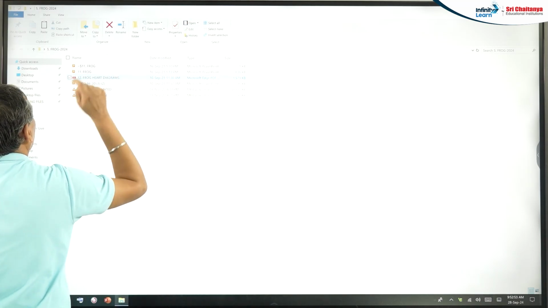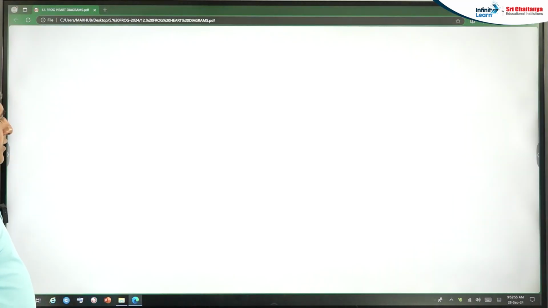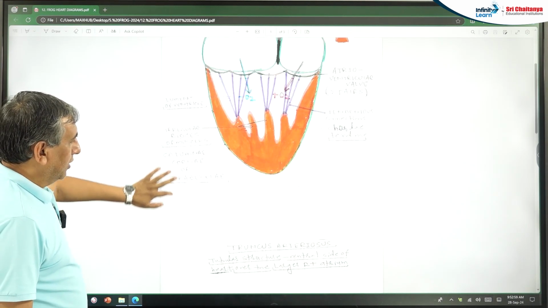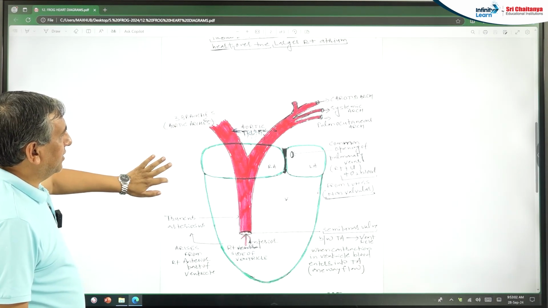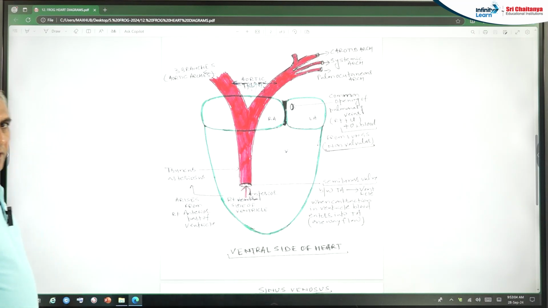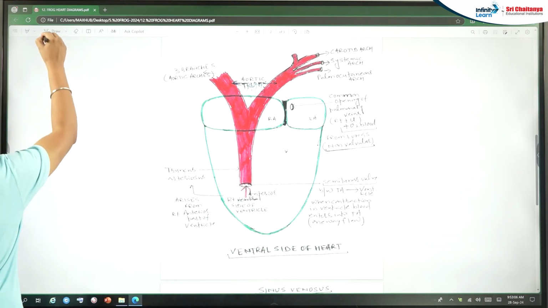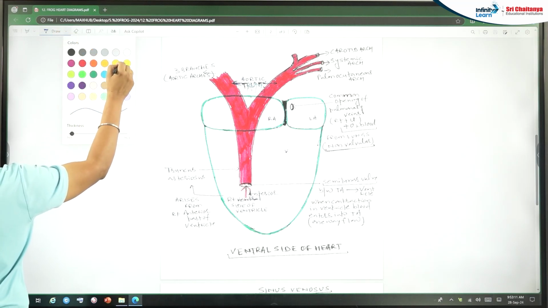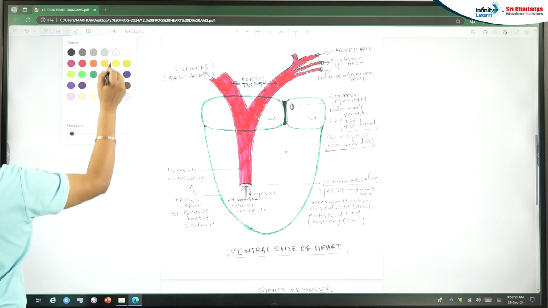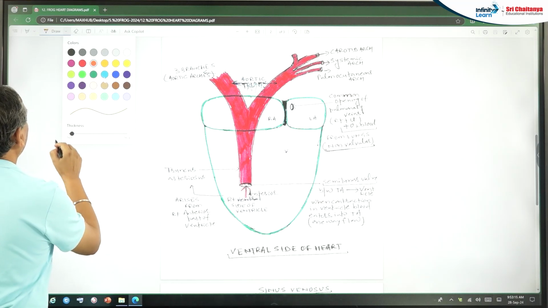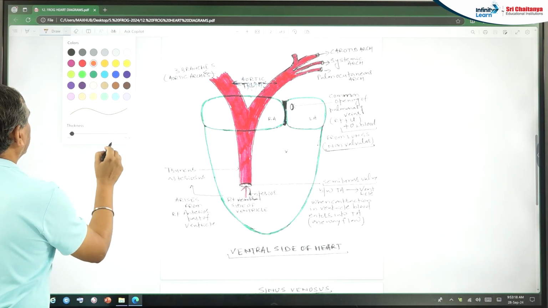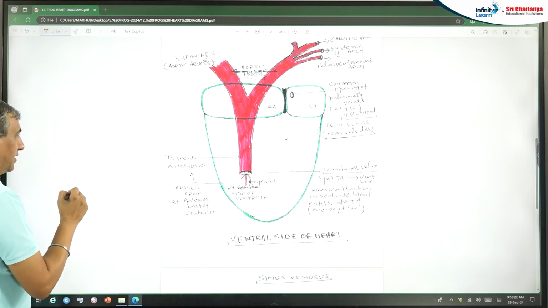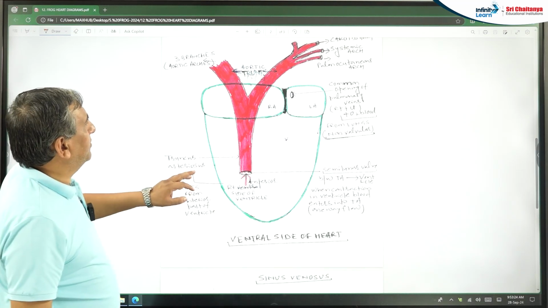There are two important structures. What are the two important structures that you have to remember related with the frog? One structure is known as the conus arteriosus, and one structure is known as the sinus venosus. Okay, conus arteriosus, and the second one is the sinus venosus. So two structures are there.